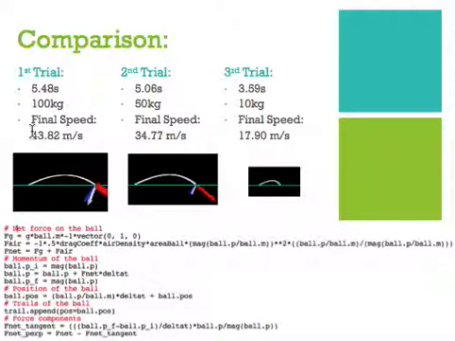And something I didn't mention before but it's also relevant is the final speed with which the ball reached the ground, which is 43.82 meters per second, and then in the second trial 34.77, and for the final trial 17.90 meters per second. So as you can see, changing the mass changes a lot in projectile motion.